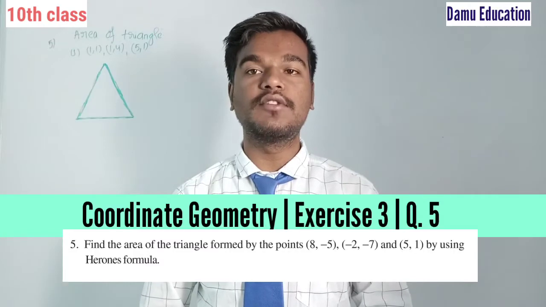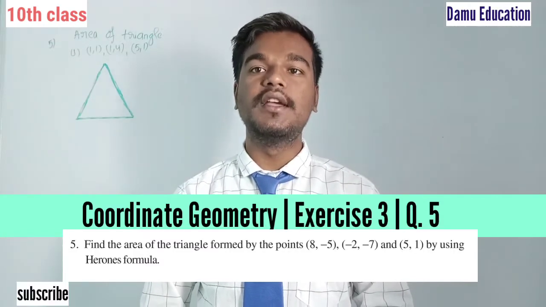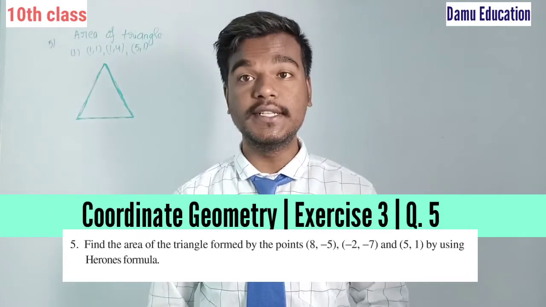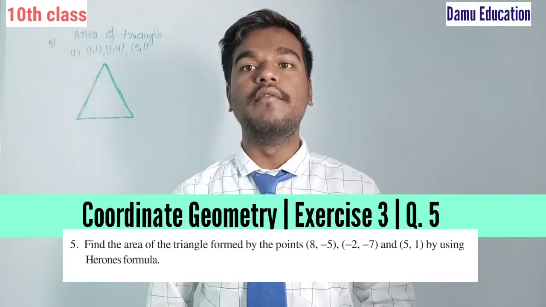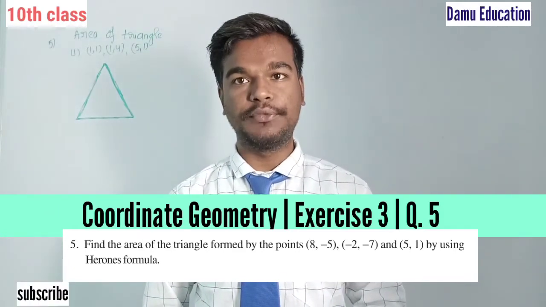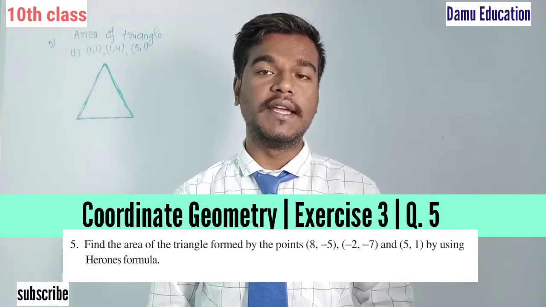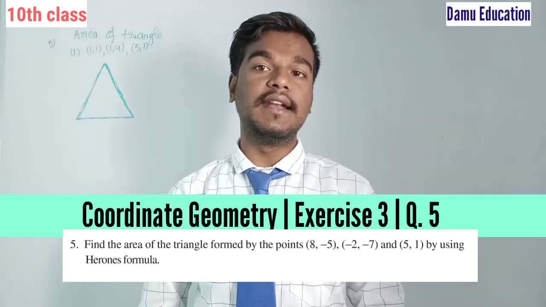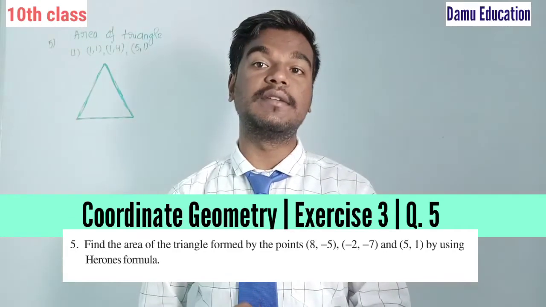So in this module, we are going to discuss our fifth question. We are going to calculate the area of the triangle using the vertices, and also we are going to use Heron's formula. So what is meant by Heron's formula? By which parameters are we going to calculate? The side lengths and the semi-perimeter.